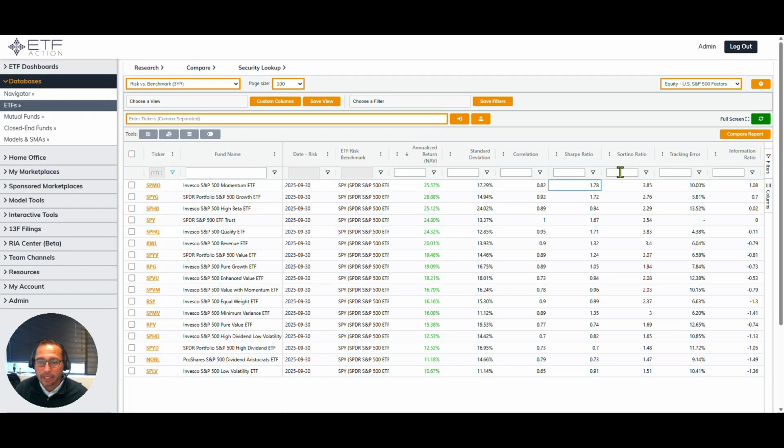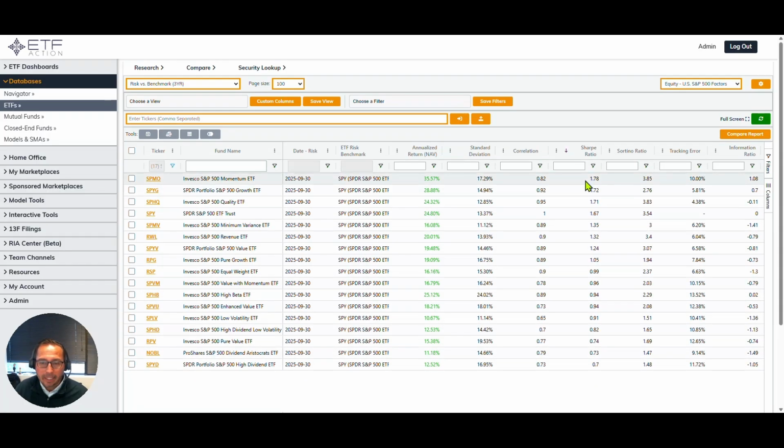Might want to take a look at your Sharpe ratio. Not surprisingly, your top performers there, but on the 3-year basis, only 3 of the factors have a better Sharpe than the S&P 500 market cap.